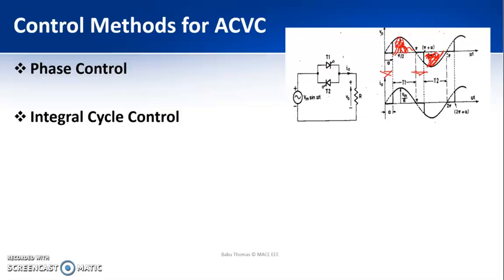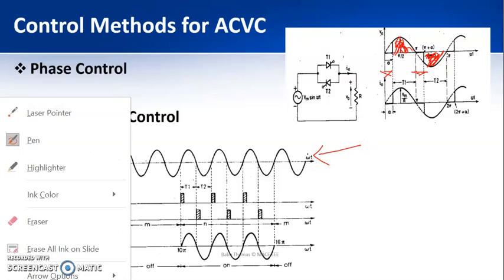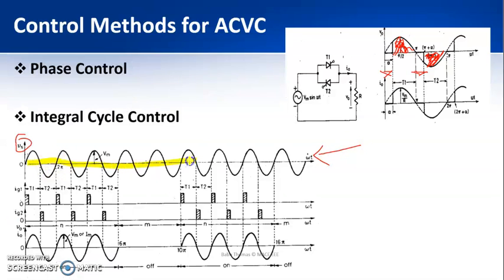Next is integral cycle control. Integral cycle control uses this particular technique. This is the input supply voltage Vs. We can observe that it is continuously produced throughout the period. Now you have two thyristors T1 and T2, and these thyristors are fired at angle 0 itself. That is, the firing angle is taken as 0. That is visible from here. You fire the thyristor at omega t equal to 0 as reference. Therefore, whatever the input voltage is, it will appear across the load.